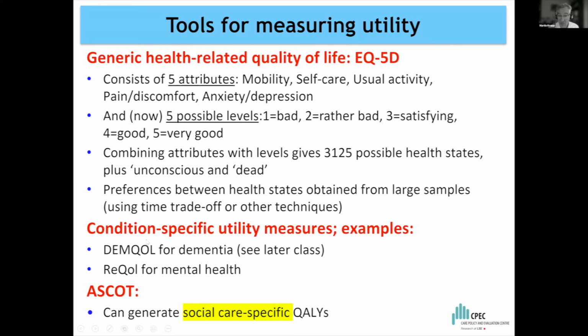And then there are some condition-specific ones. I can think of two that might be relevant. One is for dementia, one is for mental health. And then the Ascot tool, which I've mentioned before, has been turned into a social care QALY. So you can use this generic measure, not usually to replace the natural measures, but to supplement them.